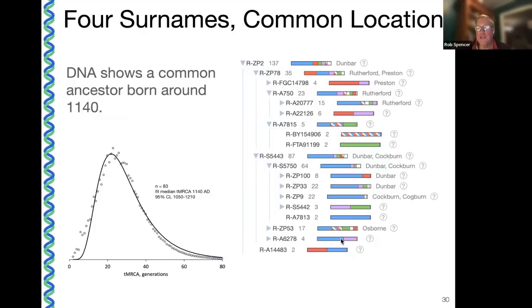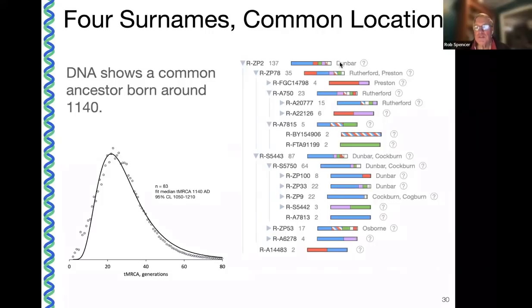When I throw all their DNA together and do this analysis for date, I get again a gorgeous fit over on the left, which is theory matching experiment, which tells us these all descend under ZP2 from a common ancestor, and we can put a date somewhere around 1100 AD.